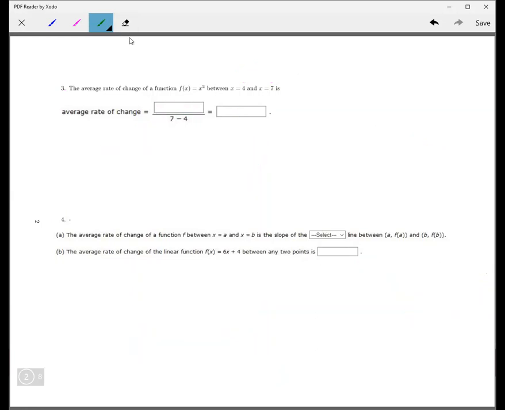Whoa. That just erased everything. No, dang it. Oh, this is a disaster. So this was 49 minus 16, and this is 11. And then I have this. I don't know how that happened.